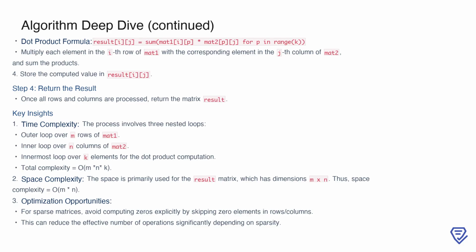Once all rows and columns have been processed, the result matrix, which now contains the product of the two matrices, is returned. Now, let's consider some key insights about the algorithm.